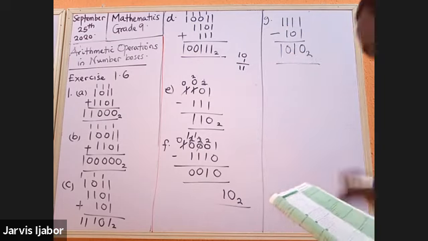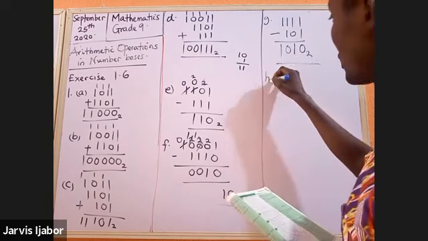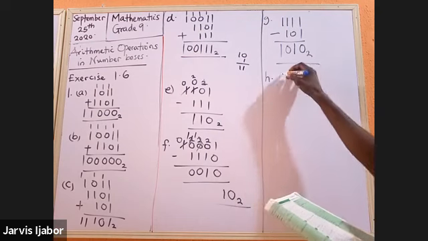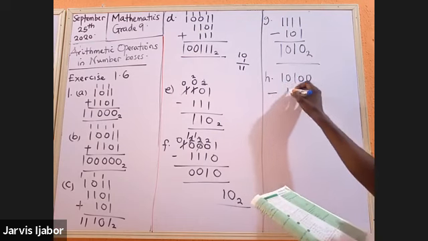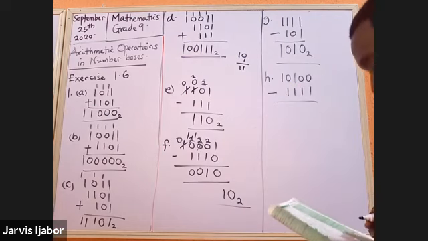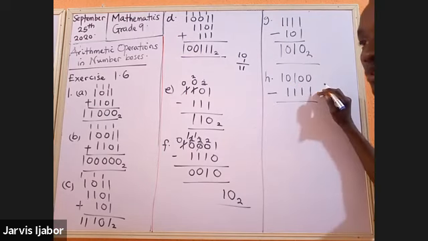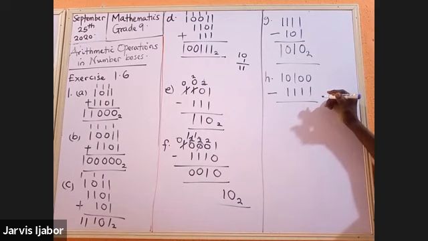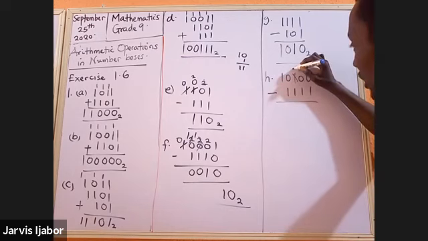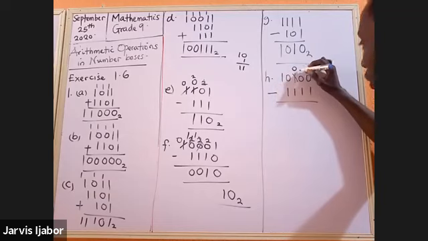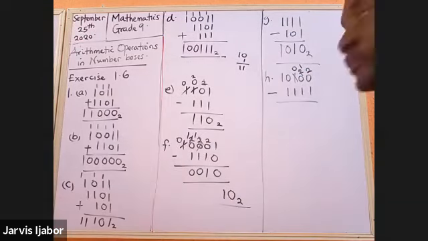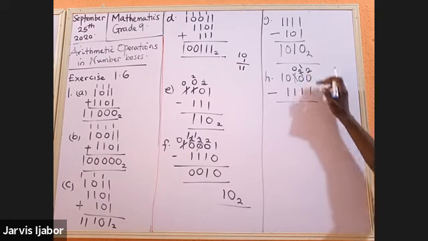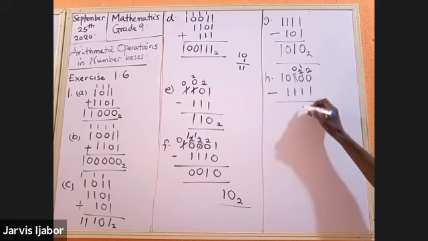Base 2. So for H, it's going to be 10100 minus 1111. 0 minus 1 is not possible, so you look for where that possibility will exist, and that will be here. This will now give me 0, and I'll carry this on here, it becomes 2. I'll borrow from it, becomes 1, and then it becomes what? 2. So 2 minus 1 is 1, 1 minus 1 is 0.